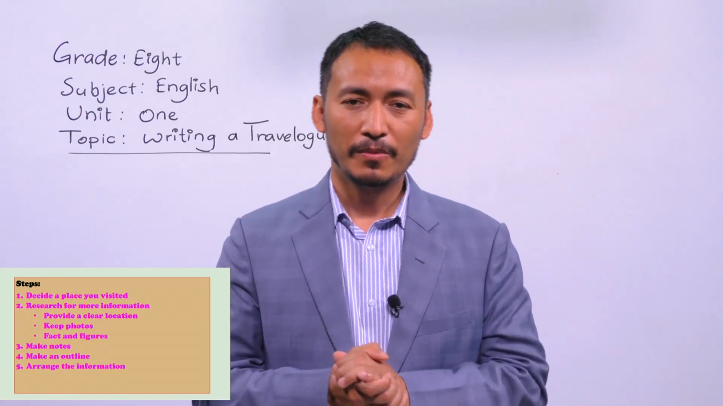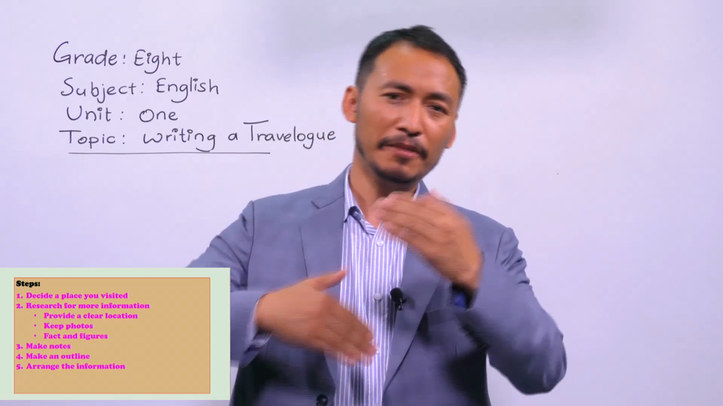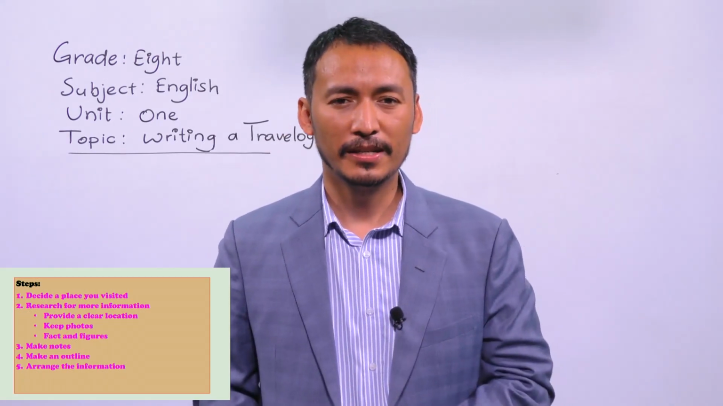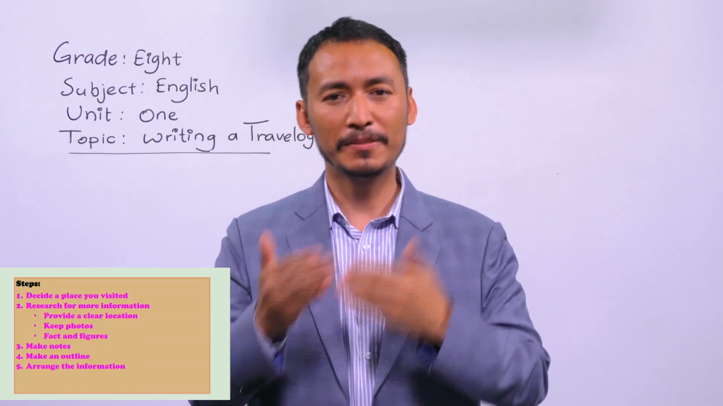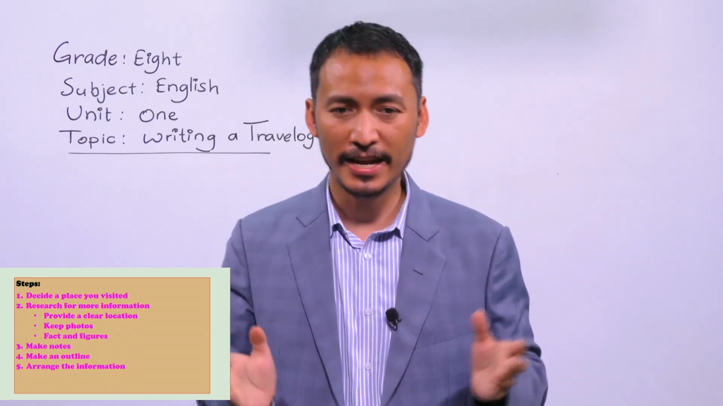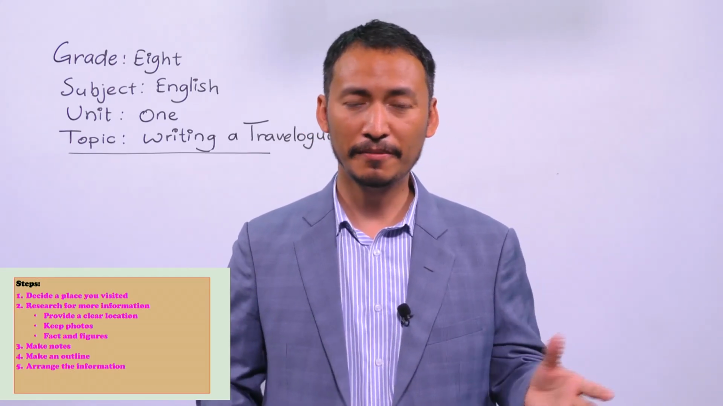Arrange the information. When you are making an outline, the information is not ordered. Okay, sometimes they are, in disordered, or sometimes maybe in ordered as well. You have to decide the right places of the information.